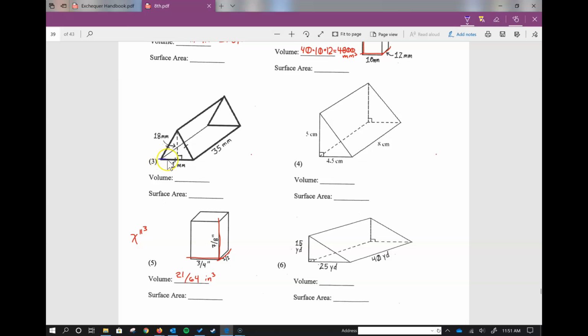So, let me change my color here to bright green. Our left to right is 21. That's pretty obvious. And our front to back is 35. Good. So let's write those down. We've got 21 as our left to right measurement, and 35 is our front to back measurement.